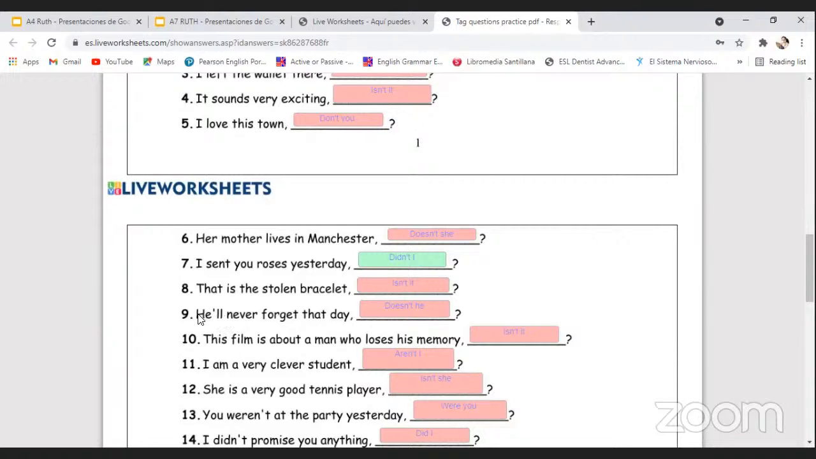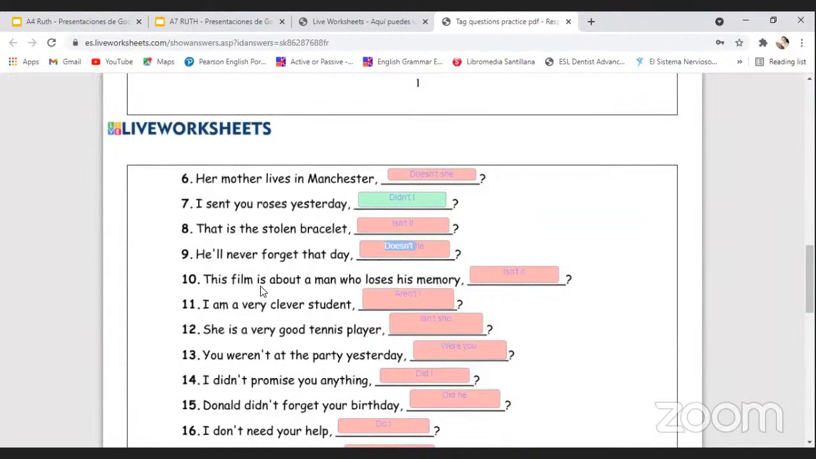Oh, here. What is this? He will. He'll never forget. This is future, right? Because we are using here future with will. Yes. Mhm. So, won't he? Here you have to type in won't. Okay. Won't he? This film is about a man who loses his memory, isn't it? Yes, correct. I am a very clever student. Aren't I? Yes, correct. This was because of the capital letter, nuevamente, ¿no?